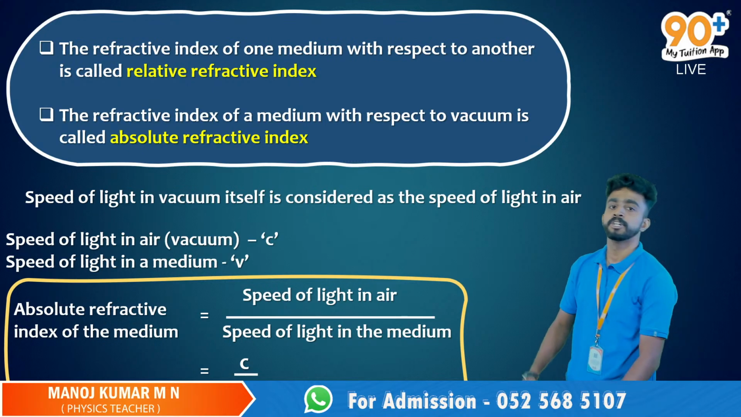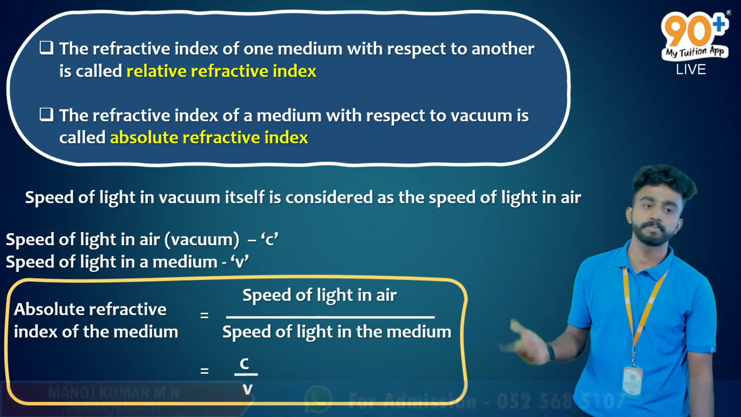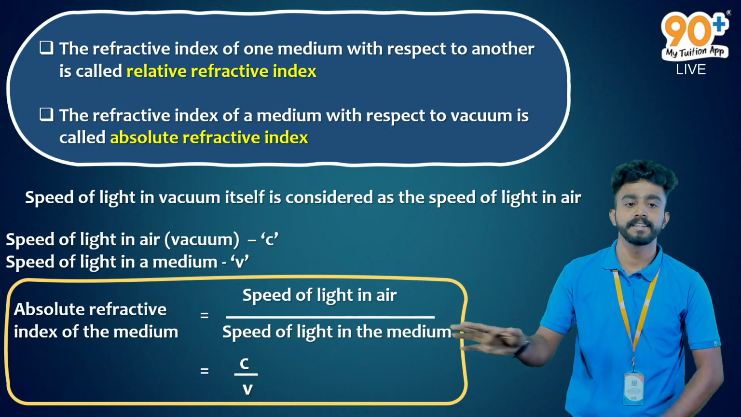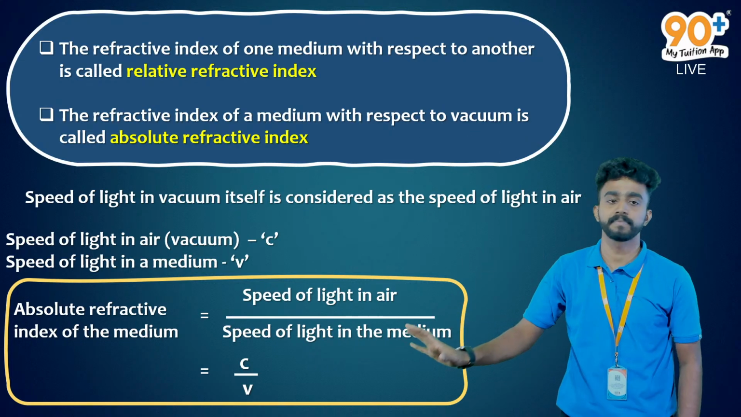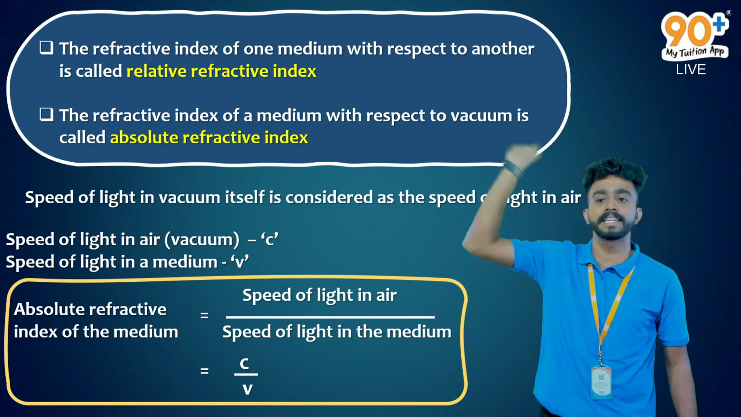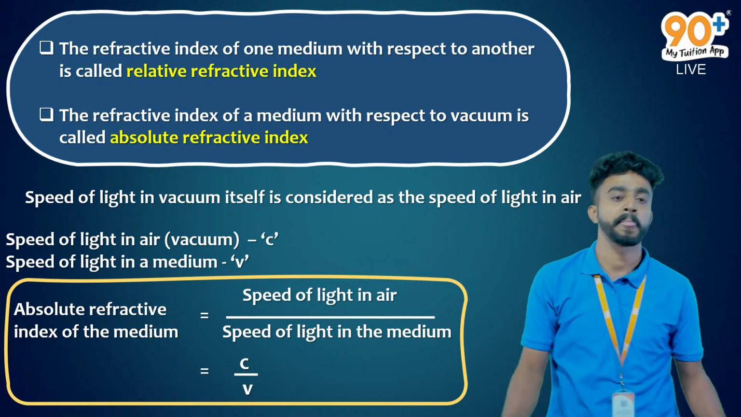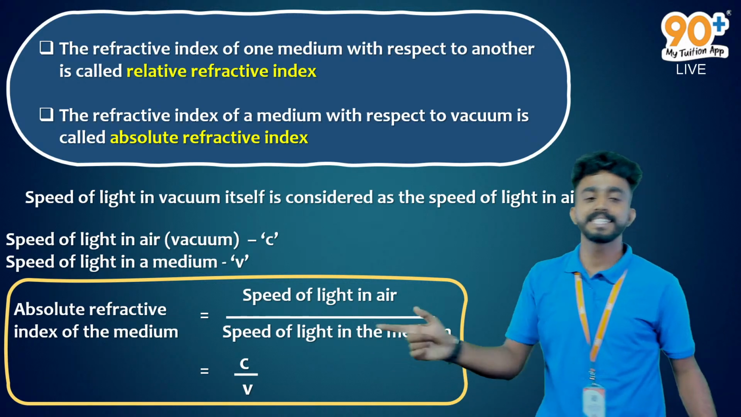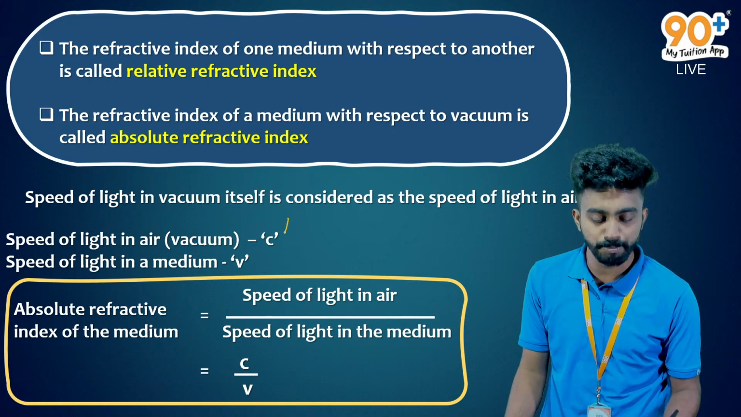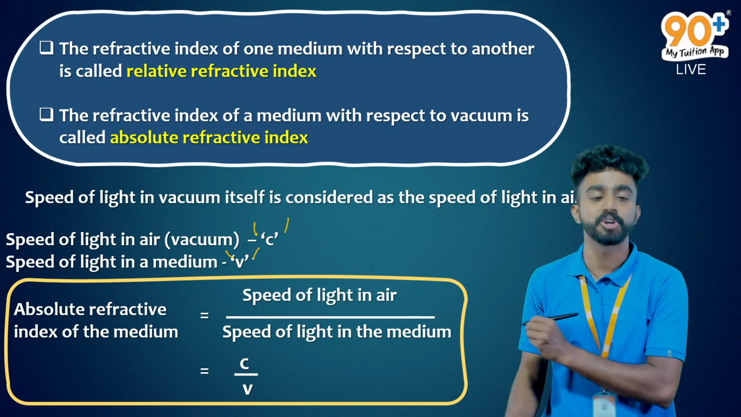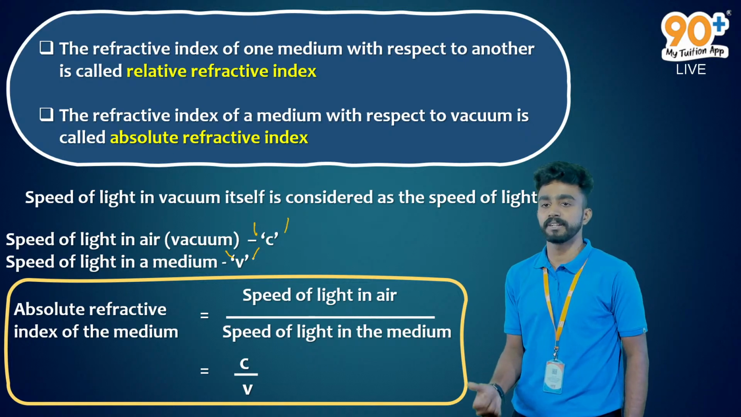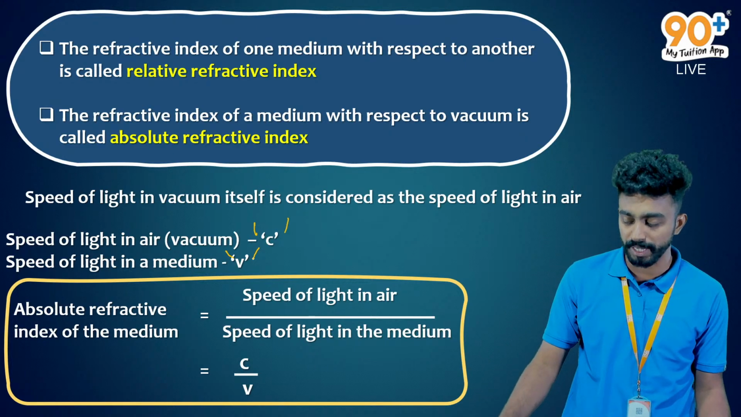So absolute refractive index of the medium is speed of light in air with respect to speed of light in the medium. We learned it already, refractive index. So it is the same. Why are we taking it again? Just to discuss relative refractive index. Got it? So the denotation is C by V. Speed of light in air or vacuum is denoted as C, and speed of light in any particular medium is denoted as V. So absolute refractive index is termed as C by V. Please do note down the denotations real quick.